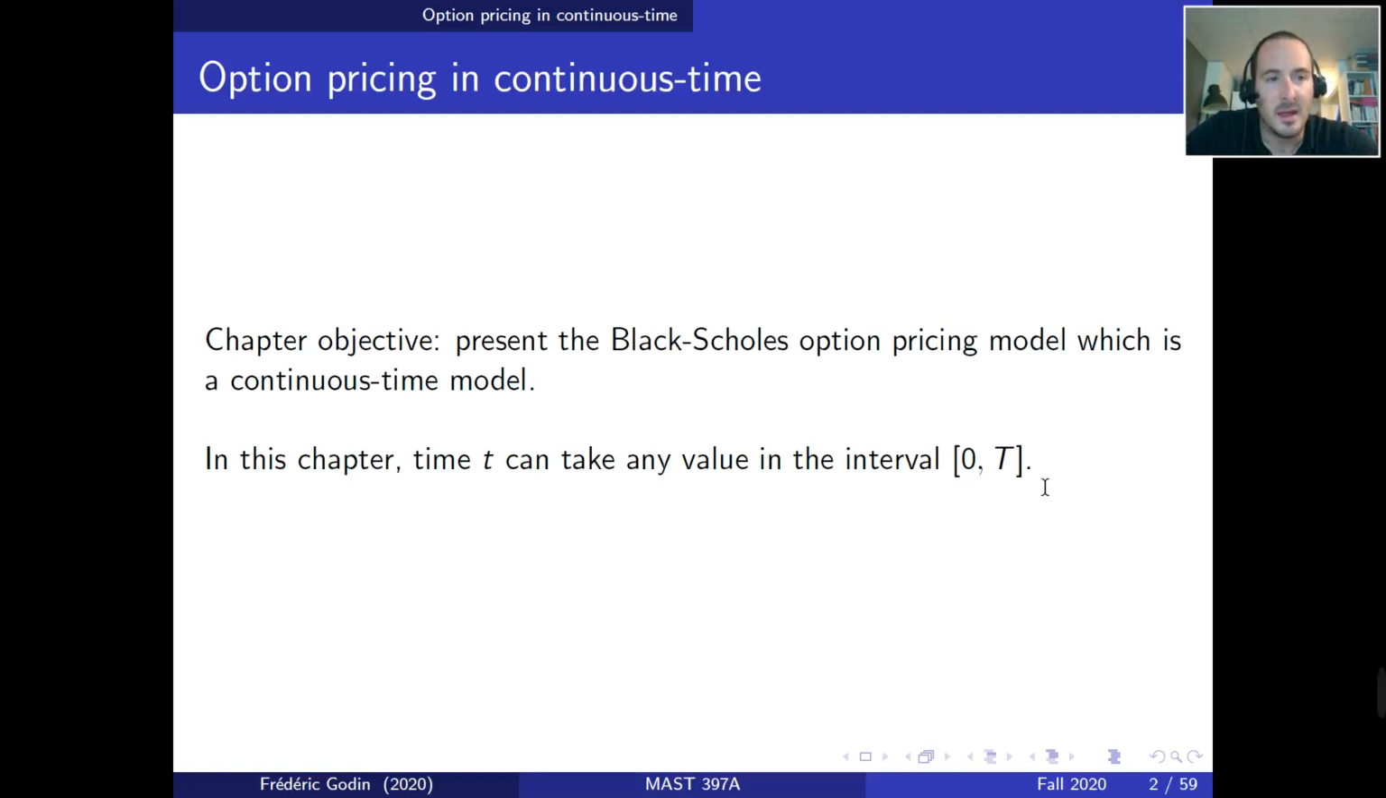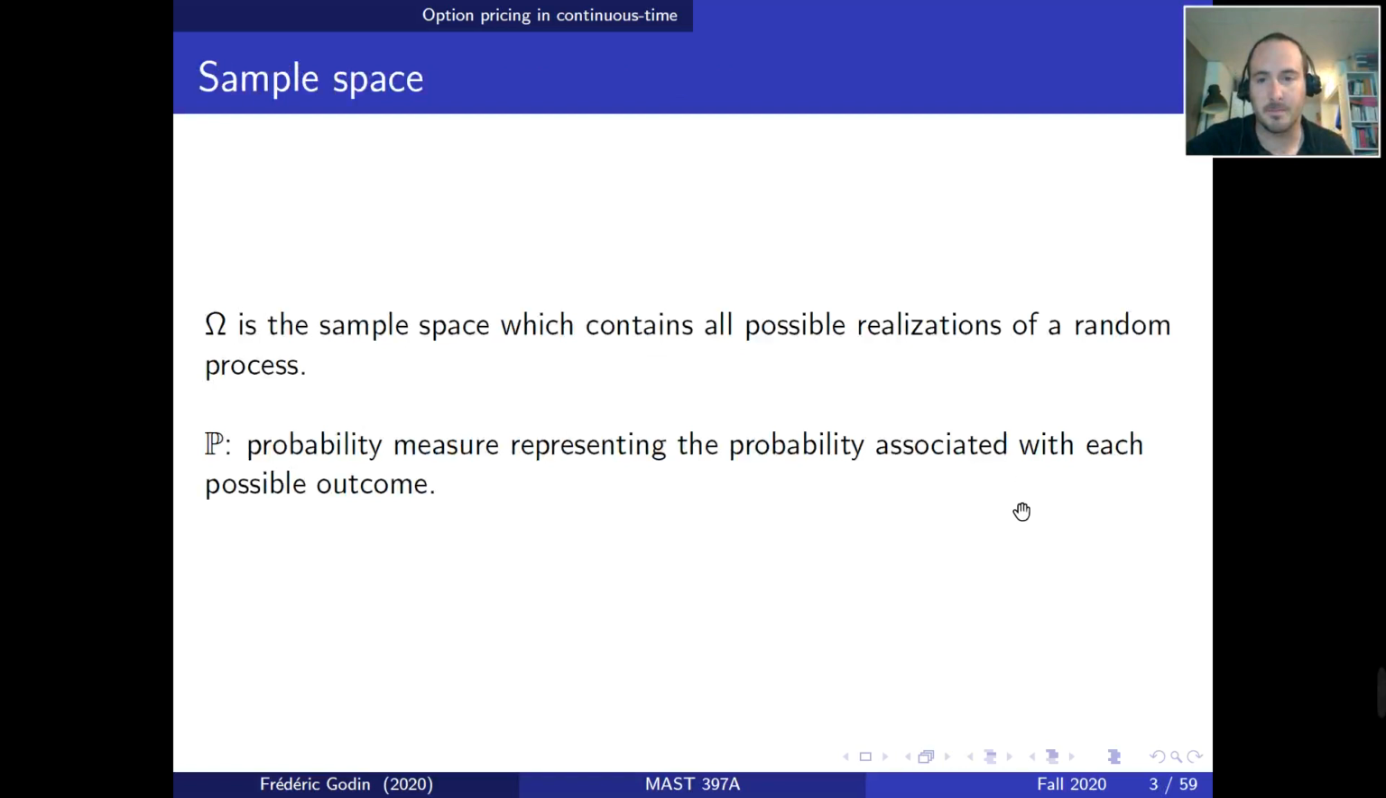In this chapter, we're going to study a continuous time model, the Black-Scholes model, where time flows continuously. Instead of having discrete time steps 0, 1, 2, 3, etc., time will flow continuously in an interval between 0 and time capital T. This is a key difference between the model presented in the current chapter versus the trees presented in the previous chapters.